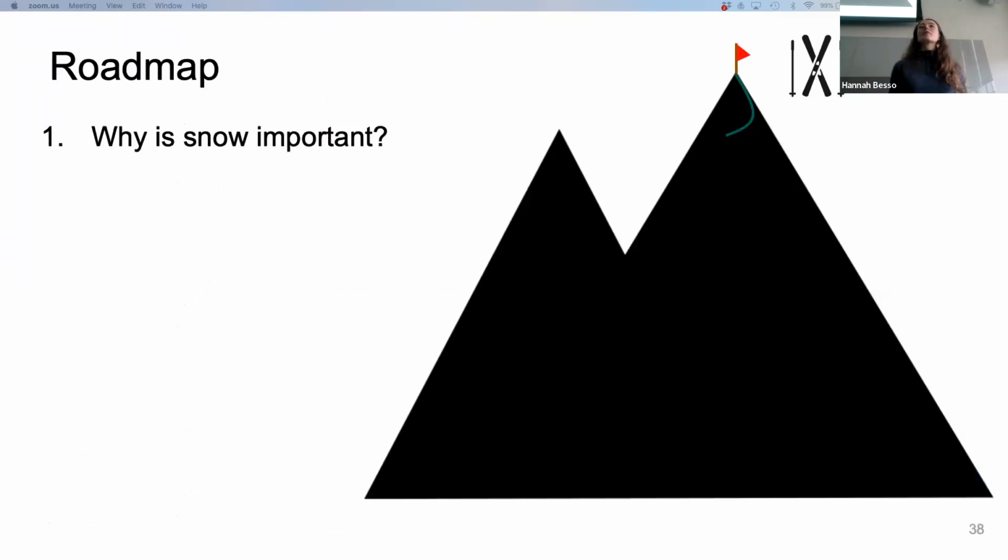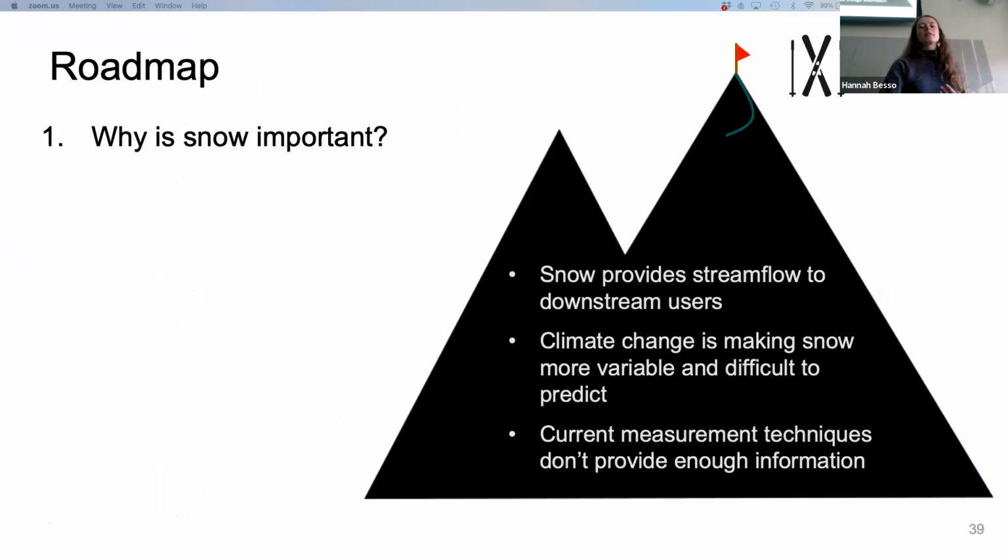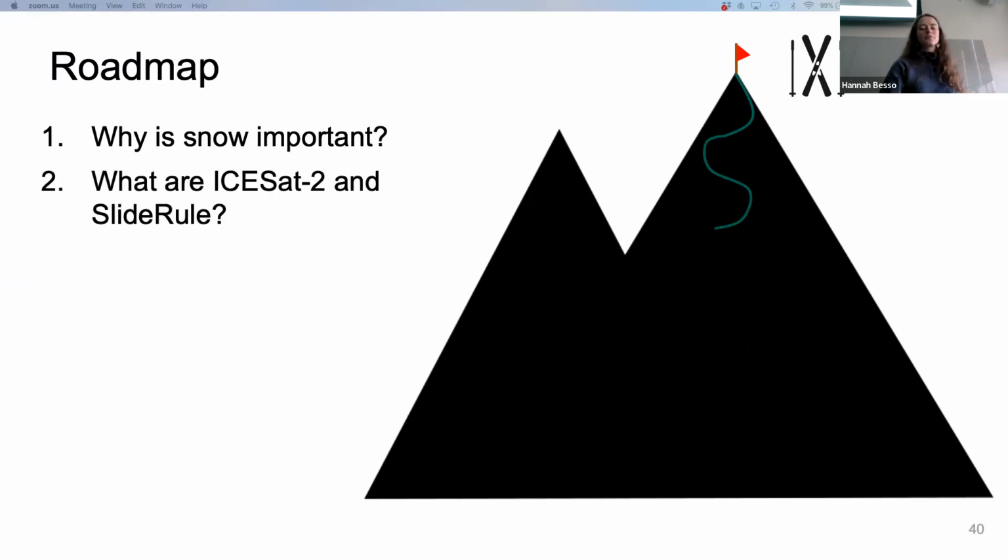So to recap, we asked the question, why is snow important? We discussed how snow provides stream flow to downstream users, that climate change is making snow more variable and important to measure, and that current measurement techniques don't in themselves provide enough information. We'll now tackle the question, what is ICESat-2 and what is SlideRule?